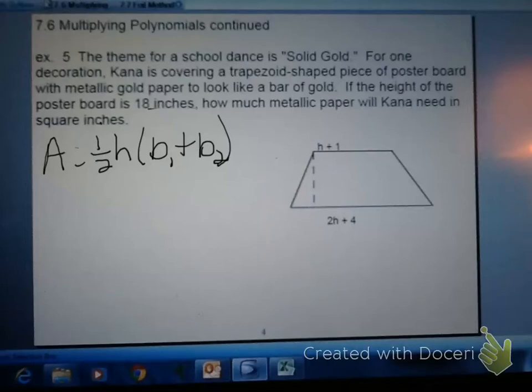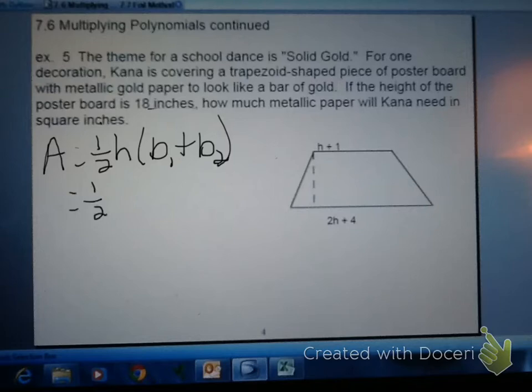Section 7.6, Multiplying Polynomials, continued. If you will look at this example 5, it wants you to calculate the area of this trapezoid. We first need to know the formula of the area of a trapezoid, which is 1/2 the height times base 1 plus base 2. We are going to plug in our measurements.